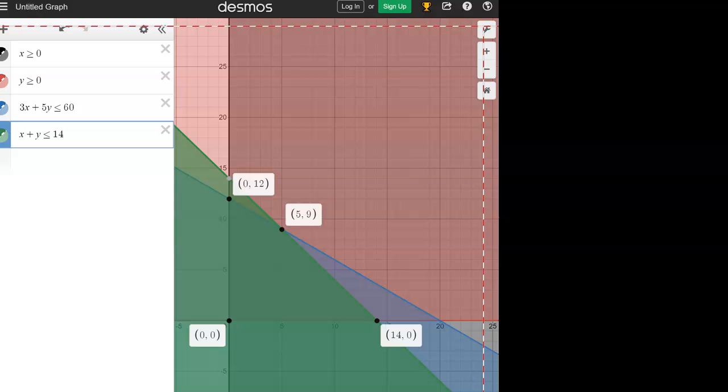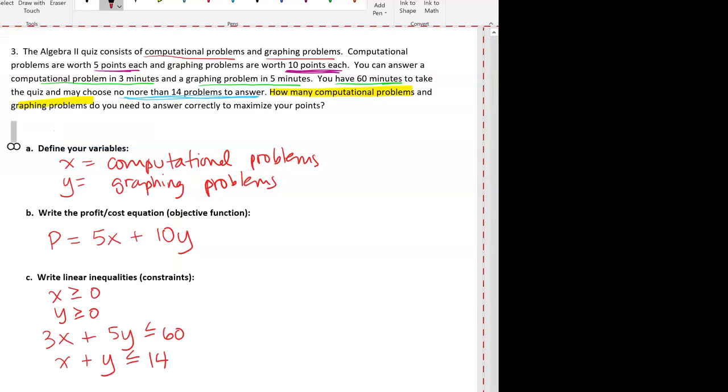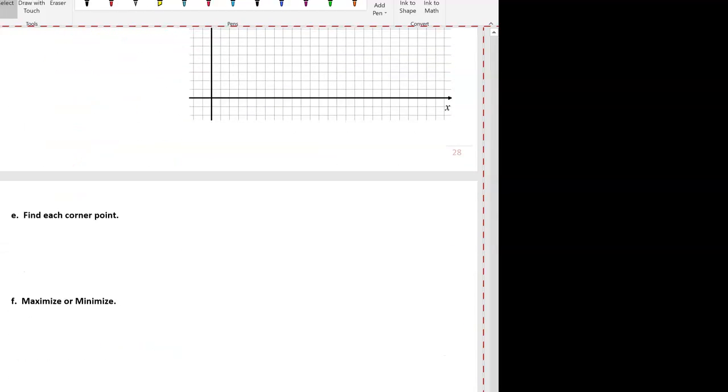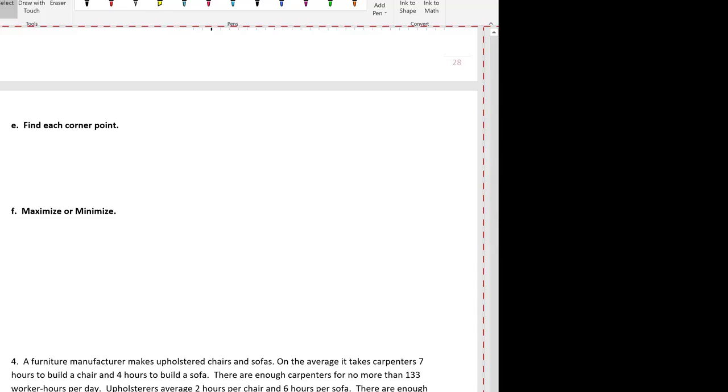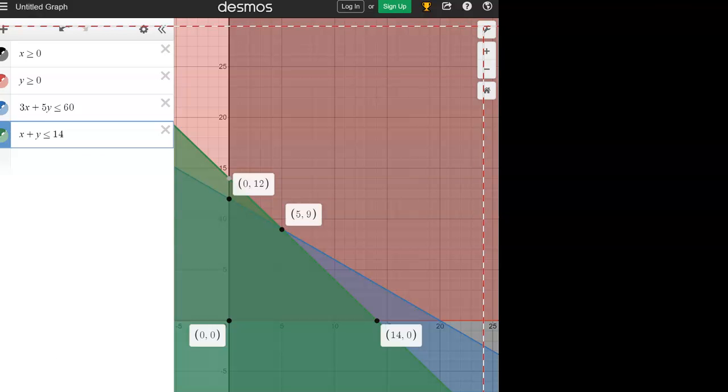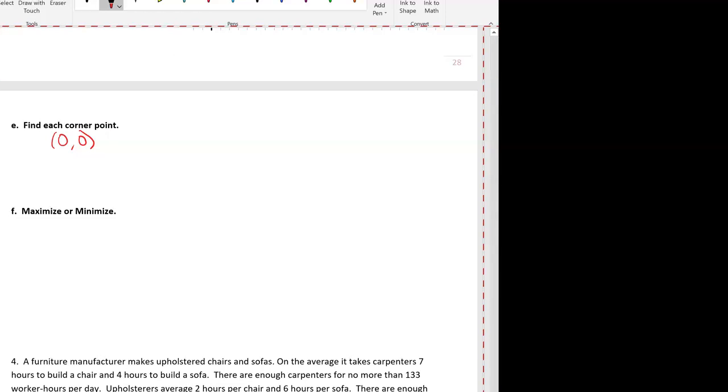Okay, so let's transfer those over back to the notes. Let's just go on to the next page where it says find each corner point. So you don't have to worry about graphing it since we're going to use Desmos. So the corner points we said were 0, 0, and pause the video and actually type it into Desmos on your own, because I want you to recreate this graph and get the exact same thing I have. So we have 0, 0, we've got 0, 12, we've got 5, 9, and 14, 0.